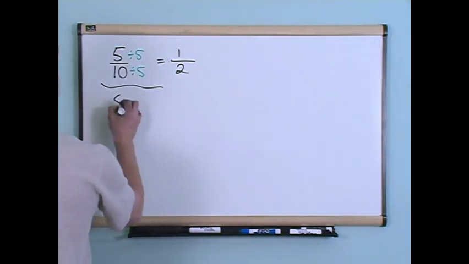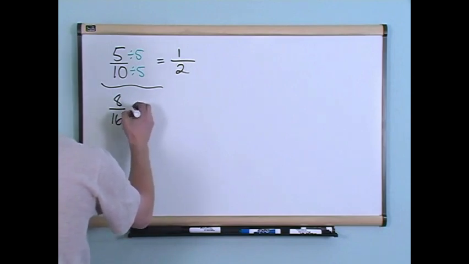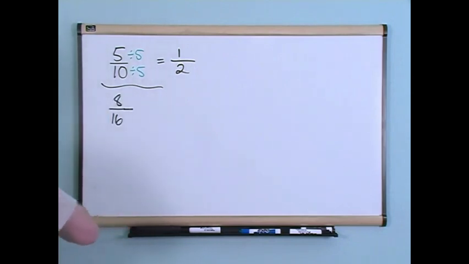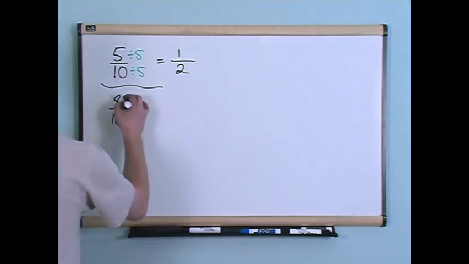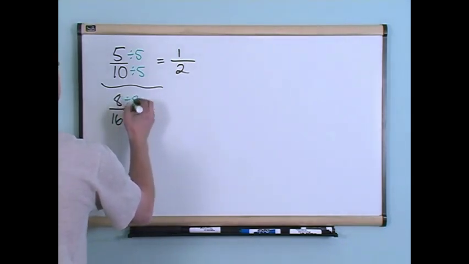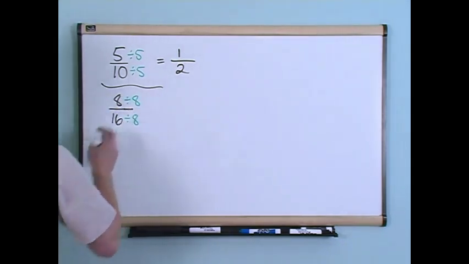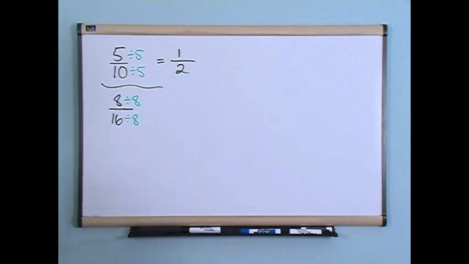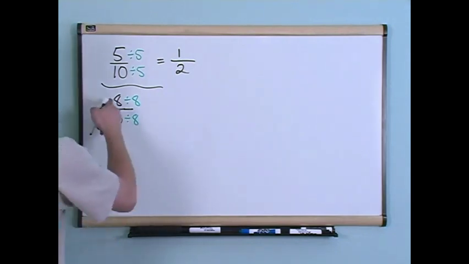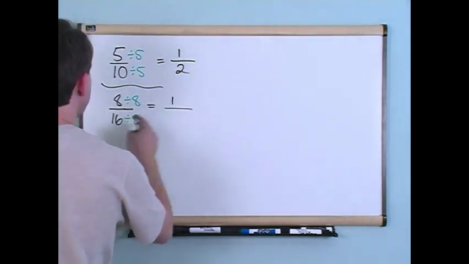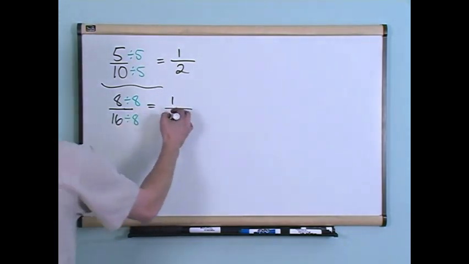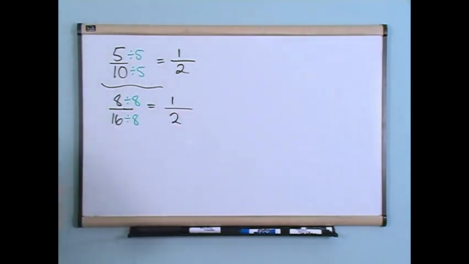Now let's say you have 8/16. Can you simplify this? Yes, you can, because you can divide the top by 8 and the bottom also by 8. When you do that, 8 divided by 8 gives you 1, and 16 divided by 8 gives you 2 because 8 times 2 gives you 16.